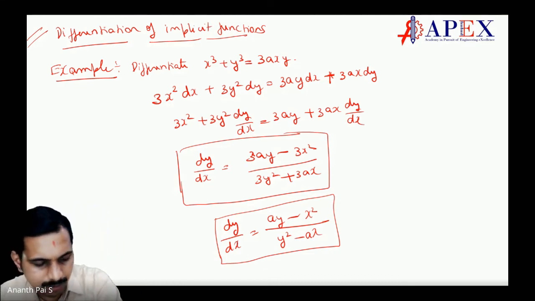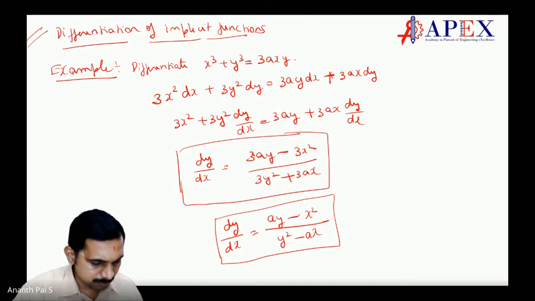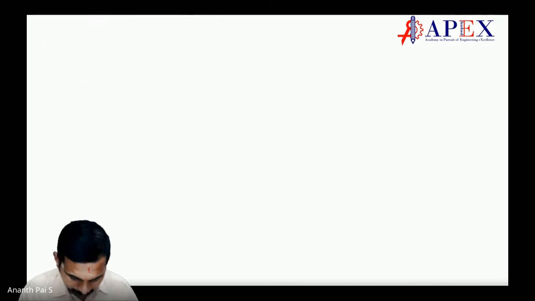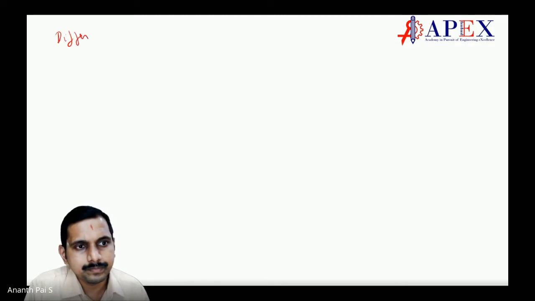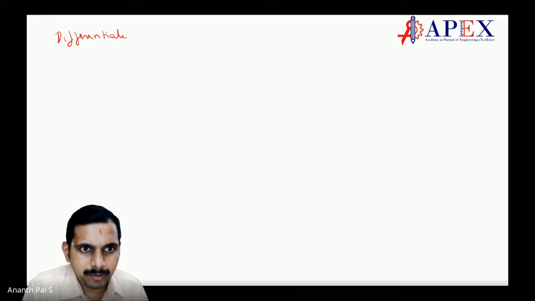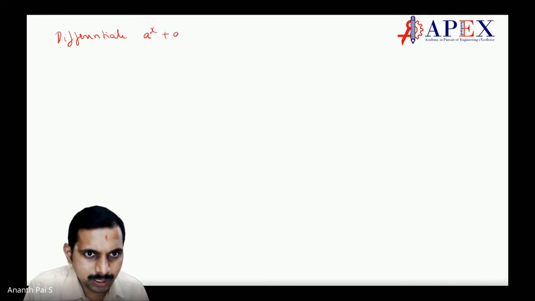Let us do another problem. Implicit differentiation, another problem we will do. The more problems we do, we will get the answers, right? So differentiate. Another example. Differentiate a power x plus a power y is equal to a power x plus y.